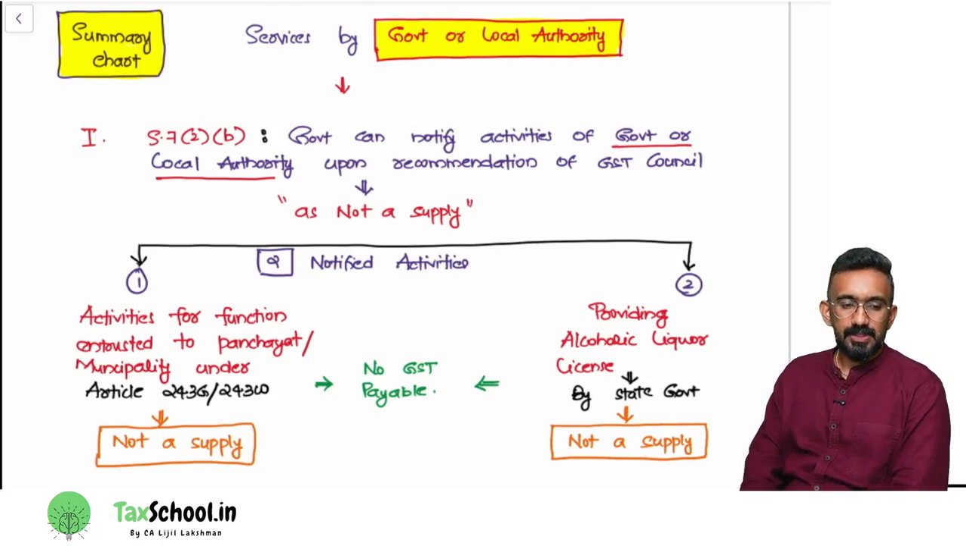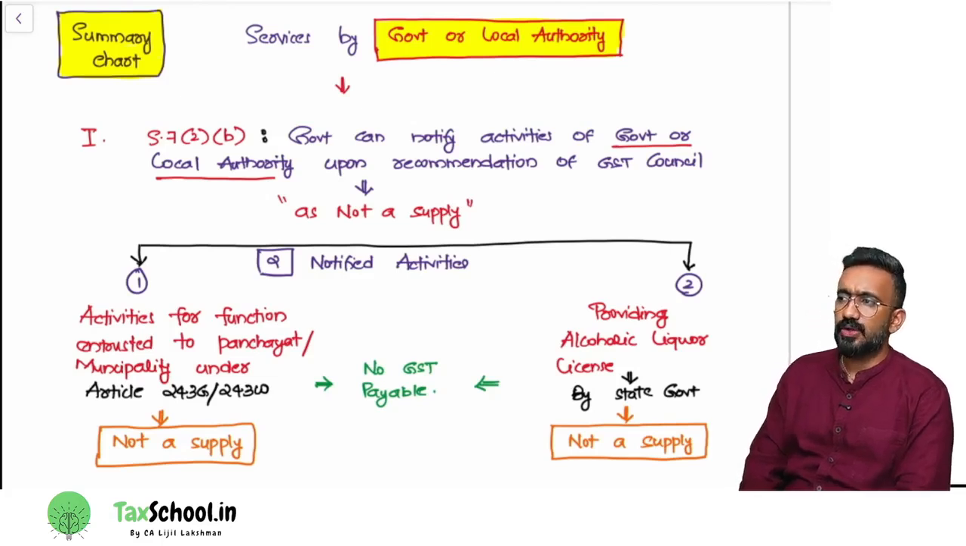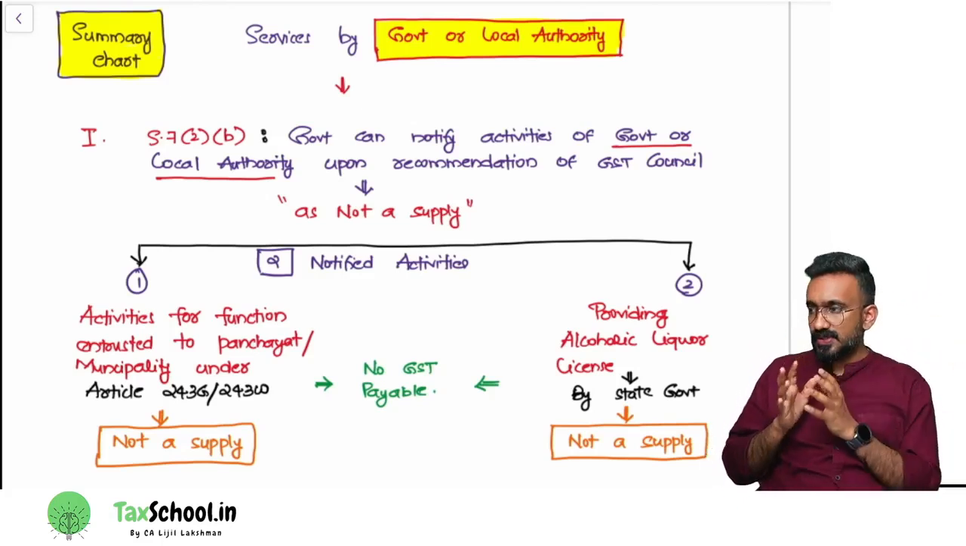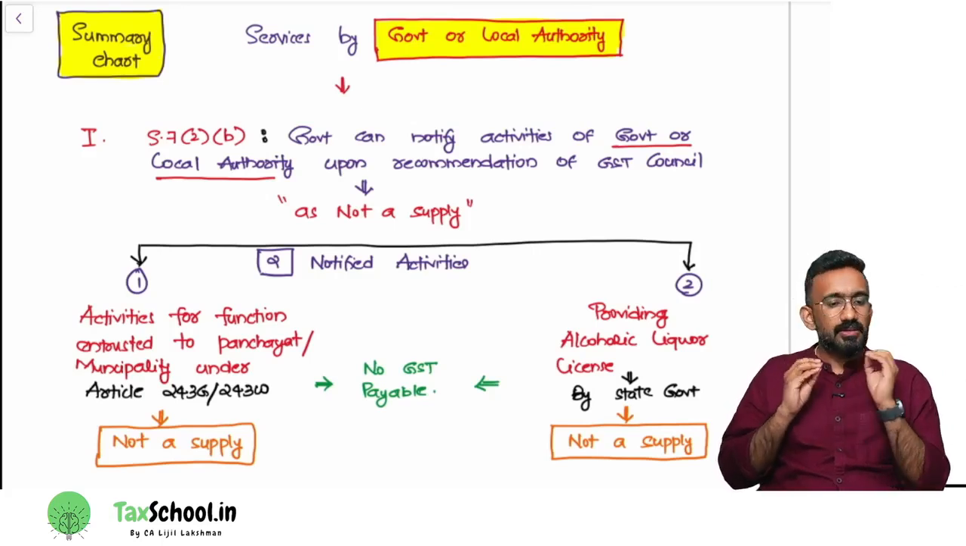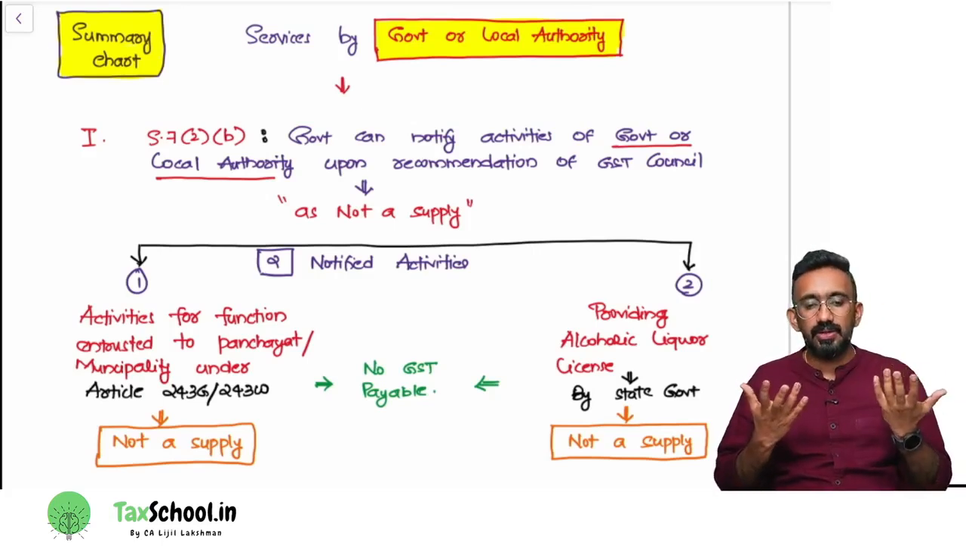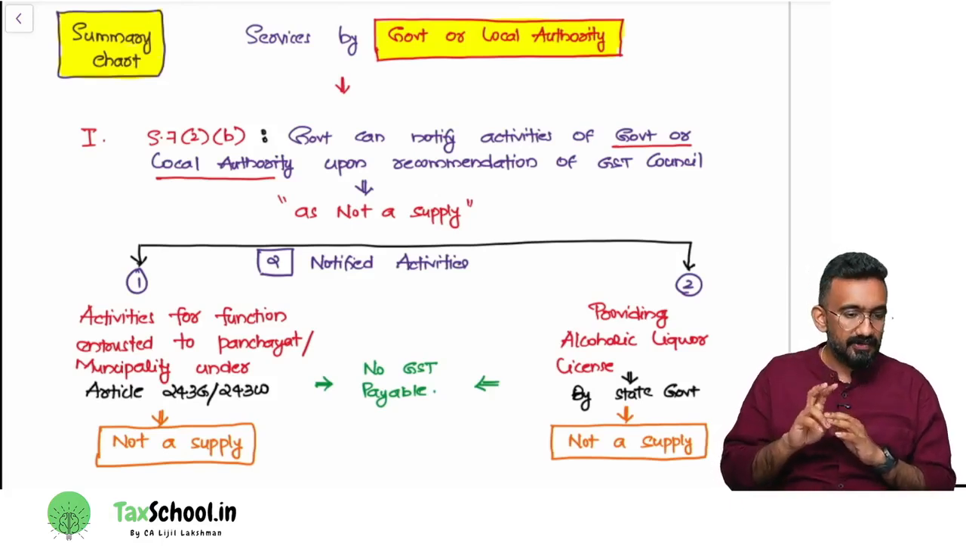Section 7 subsection 2 clause B says government can notify activities of government or local authority, upon recommendation of the GST Council, as not a supply. So there is a provision in the supply chapter: if the government wants, it can say that the activity of government or a local authority is not a supply. What is a local authority? Panchayat or municipality. There are two activities they have notified as not a supply.